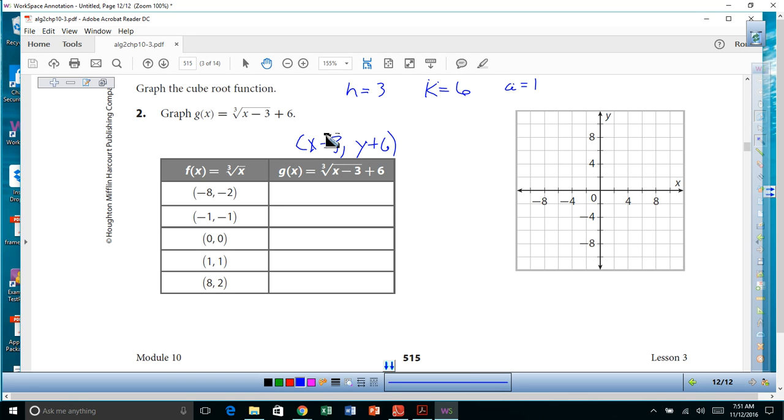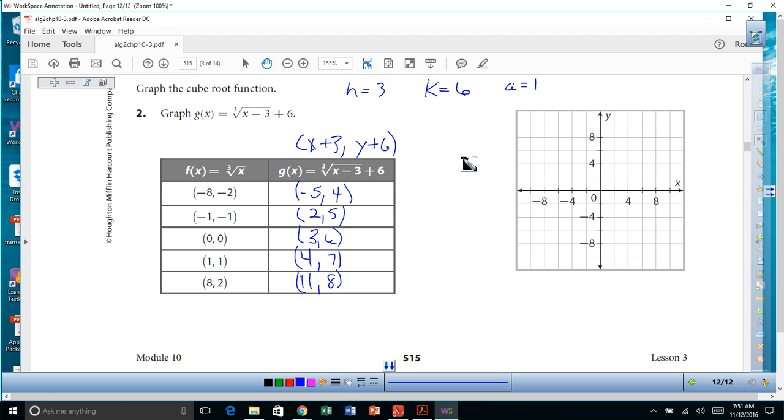So negative 8 plus 3 gives you negative 5, and negative 2 plus 6 gives you 4. Negative 1 plus 3 will give you 2, and negative 1 plus 6 will give you 5. And 3, 6, that's our h and our k. 1 plus 3 is 4, and 1 plus 6 is 7. And 8 plus 3 is 11, and 2 plus 6 is 8.